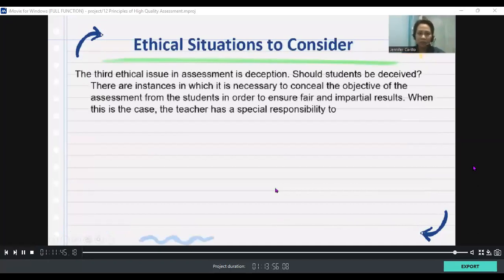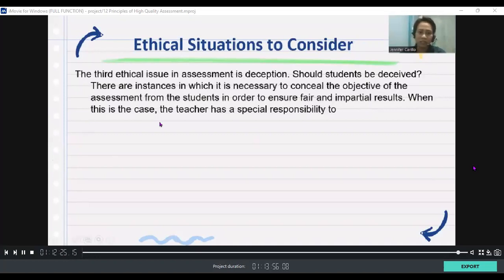So the third ethical issue in assessment is deception. Should students be deceived? There are instances in which it is necessary to conceal the objective of the assessment from the students in order to ensure fair and impartial results. But it is important that you tell the students the purpose of the test. Is it diagnostic, formative, summative, or for research? If it is for research, you must ask permission from the students.